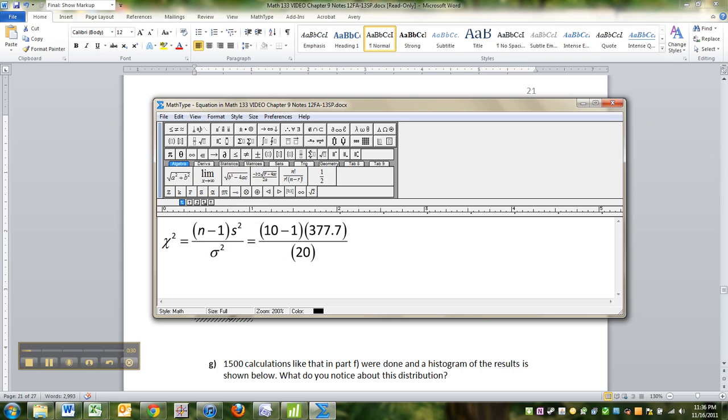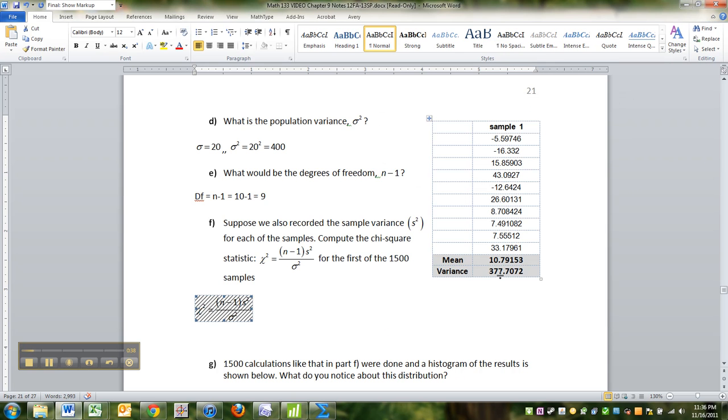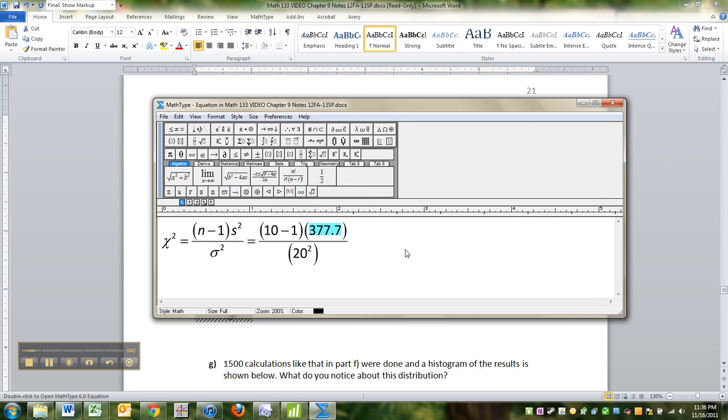Now this one we have to square because we were only given the standard deviation, which was 20, so we have to square it. This I don't need to square because that's what I actually got out of Excel. It was 377. It is the variance itself. And then when I used Excel to find it, I found that it was about 8.498.